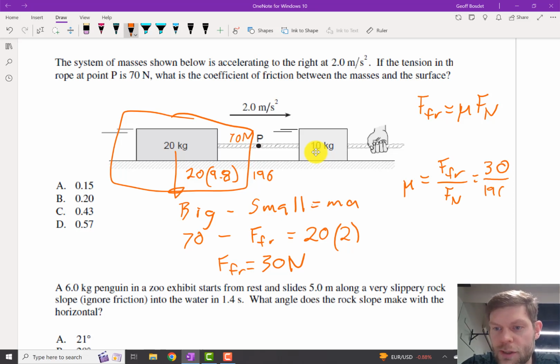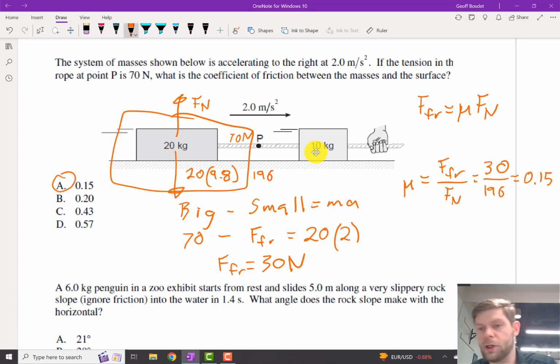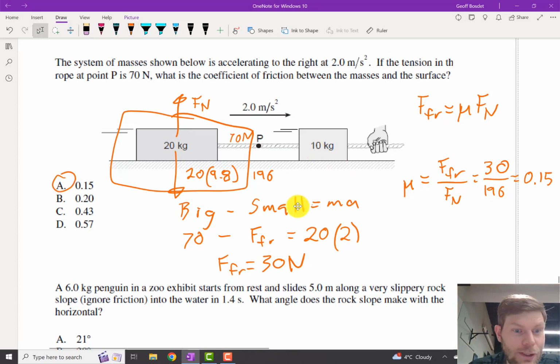So we're dividing by 196 because gravity is going to be equal and opposite to the normal force in this case. And that'll be equal to about 0.15, thereabouts. A little bit more, but that's close enough. That's how you do that one.